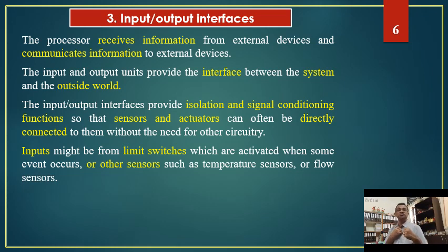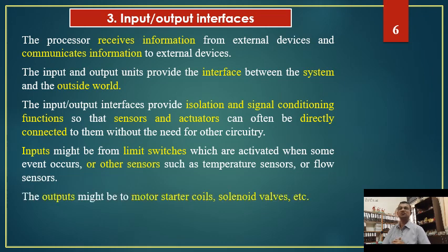Normally inputs are received by the PLCs through limit switches, which are activated when some event occurs. For example, in the case of cylinder sequencing, when the cylinder is totally extended, or the piston is totally extended, that could be identified if we have a limit switch kept in the sensor. It could also happen through other sensors such as temperature sensors, flow sensors, etc. All these sensors or limit switches will send the input to the programmable logic controller.